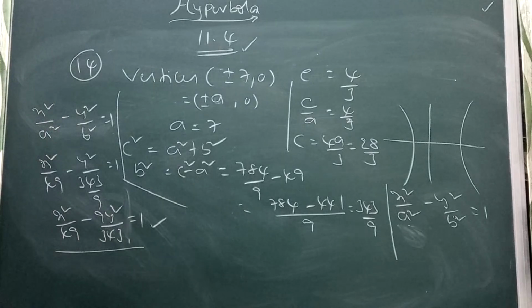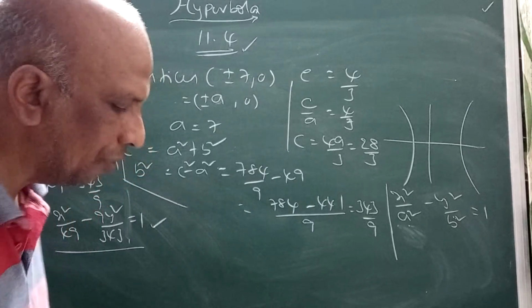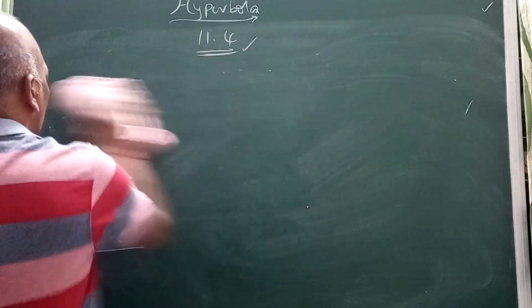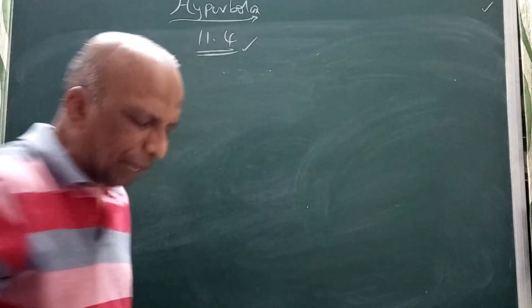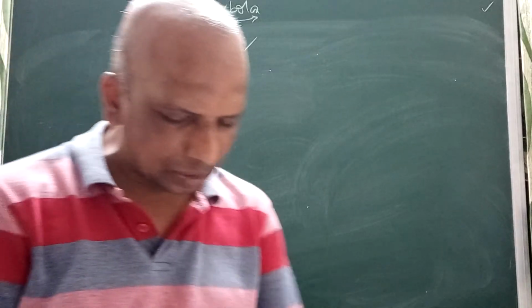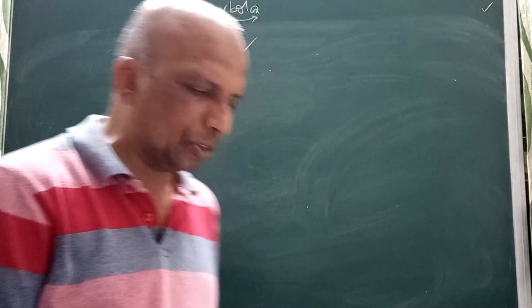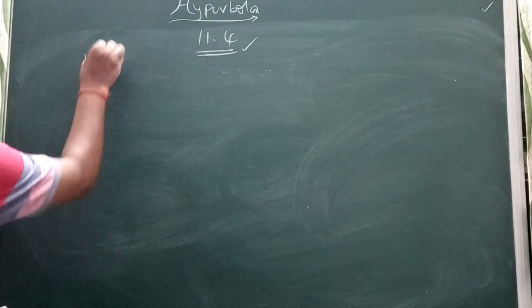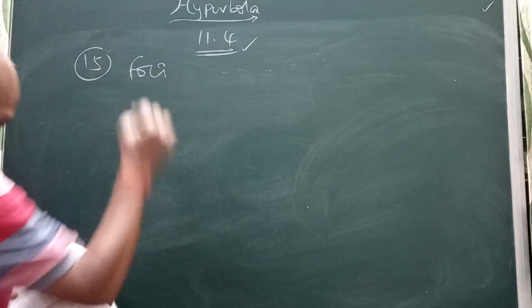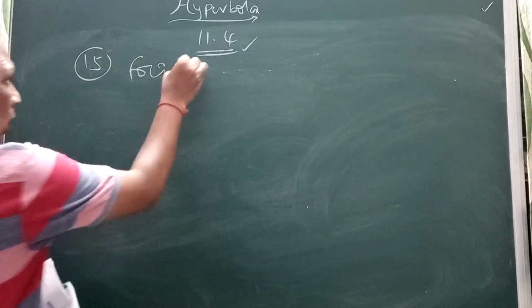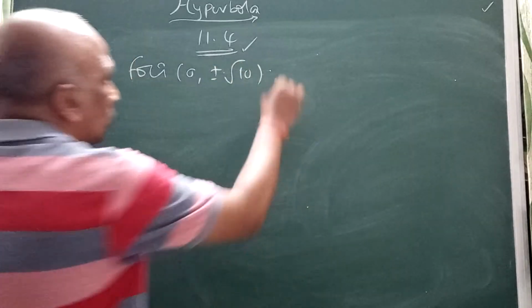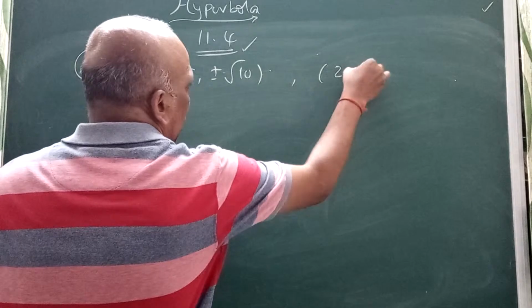We have completed 14th one, right? Now the 15th one, the last problem. Look at the 15th one. They mention here foci is equal to 0, comma plus or minus root 10, passing through 2, comma 3.